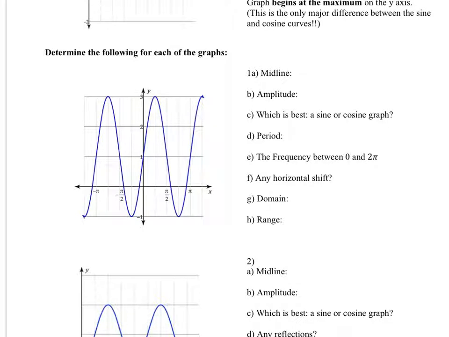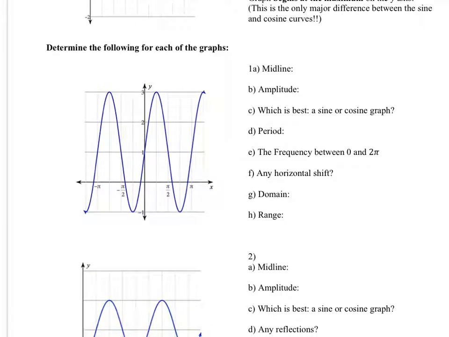In order to do that, we have to use our formulas or just try to figure it out from there. So we look at this one. The first thing we want to find is the midline. So where's the middle? Maybe you can see that the midline is there at y equals 1, or maybe you can't. If you can't, use the formula. The formula for the midline is the max plus the min divided by 2. It's basically the average of the max and the min.